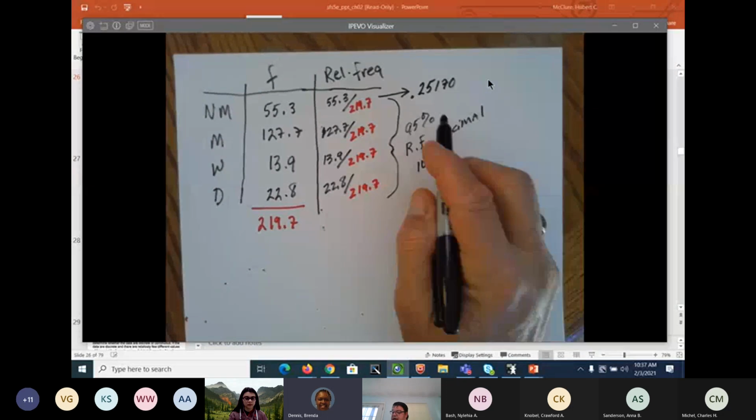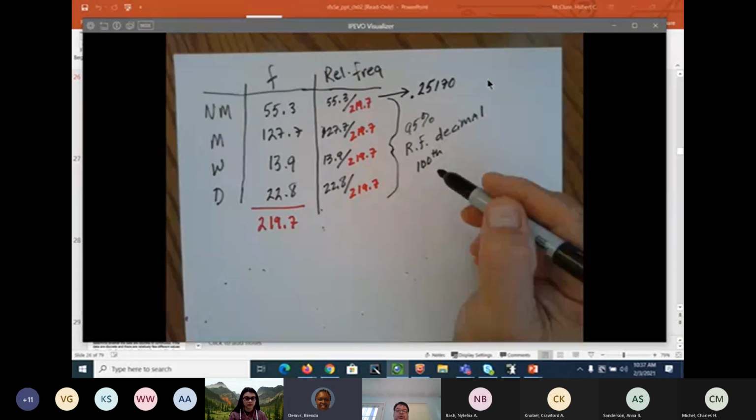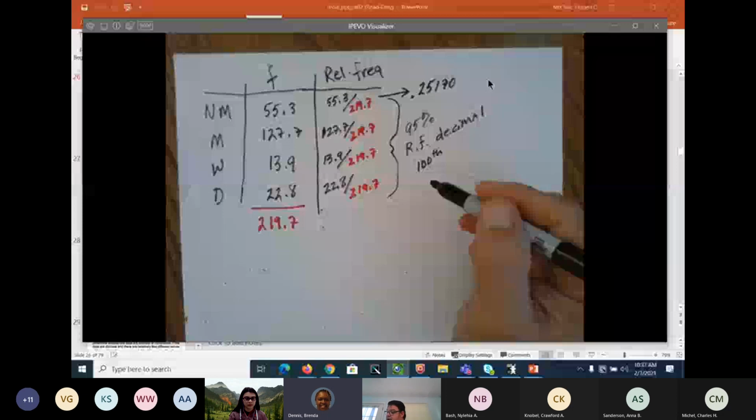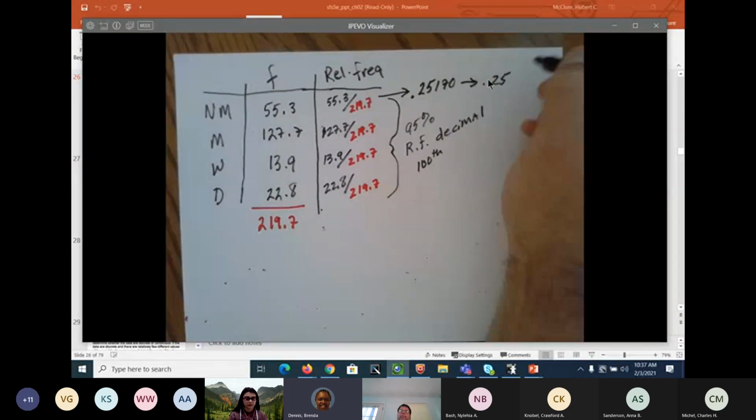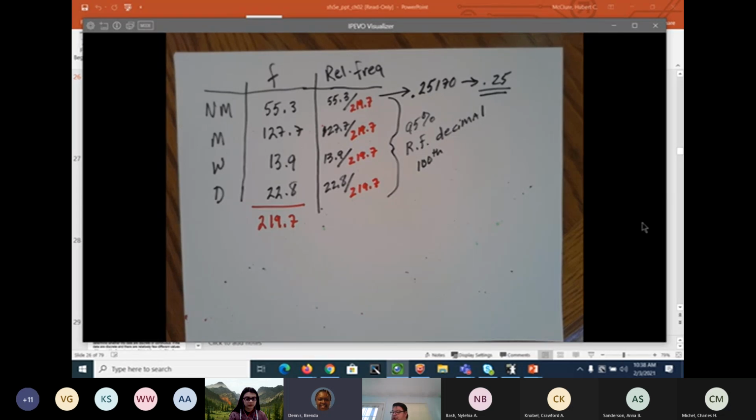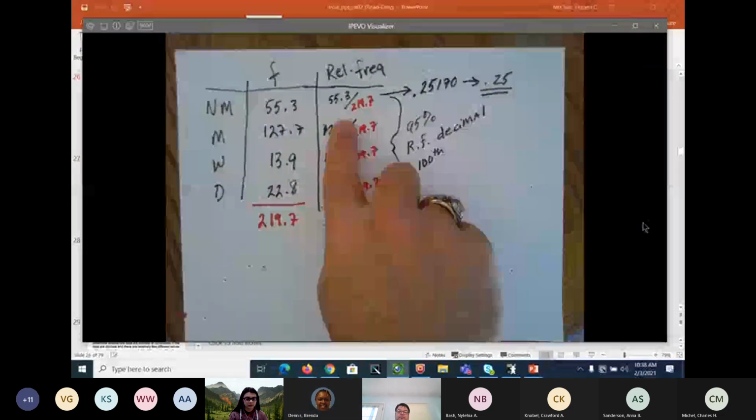The directions say round to the nearest 100th. So that would be 0.25. Okay, so there is my answer right there, 25%. So that's what you would do for a test.